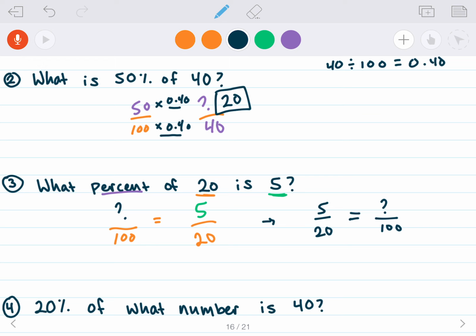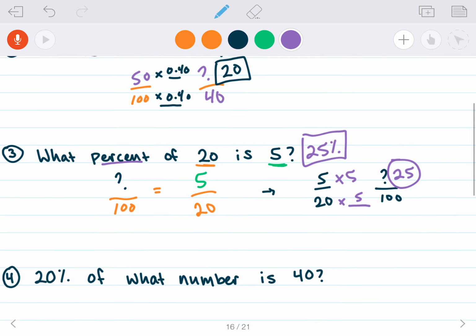And this one's not too bad. You don't have to do any division tricks to figure it out, or you can if you want, it doesn't matter. But on the bottom, we can see, well, 20 times 5 is going to be 100, so I need to do the same thing at the top. So 5 times 5 is going to be 25, and that's our answer. So what percent of 20 is 5? Our answer is 25%, right? Because it was in the percent spot.